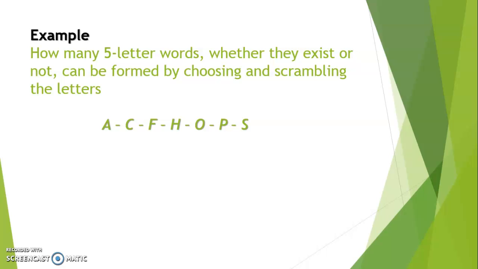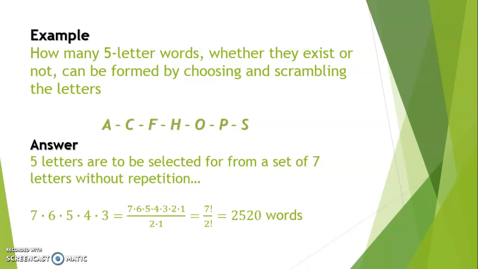Okay, so ordering is important. There's no repetition. And we're permuting 5 letters selected from 7. So 5 letters to be selected from 7 without repetition. So if you actually listed things out, you would have 7 letters to choose from to form the first letter of your word, 6 for the second letter, 5 for the third, 4 for the fourth letter, and 3 for the 5th letter of the word.